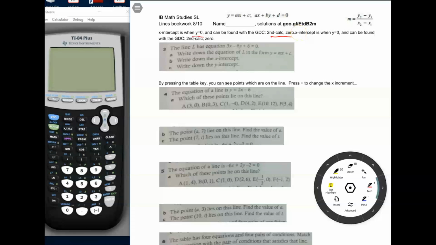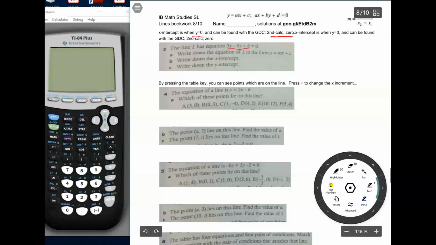To find the x-intercept, you can set y equals 0. Another way is to use a calculator with the second calc 0 command. So let's see, we have the line that is 3x minus 6y plus 6. Write down the equation of L in the form y equals mx plus c.